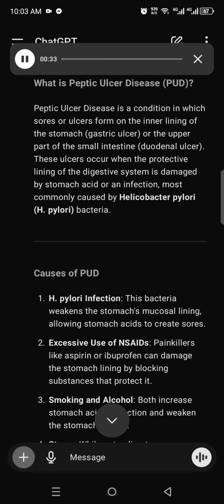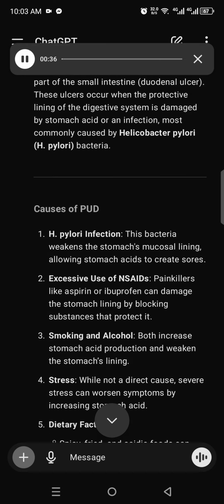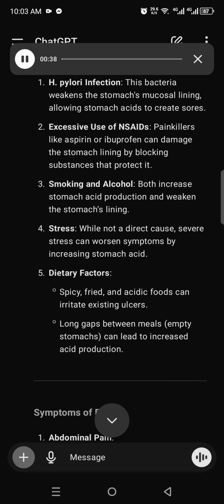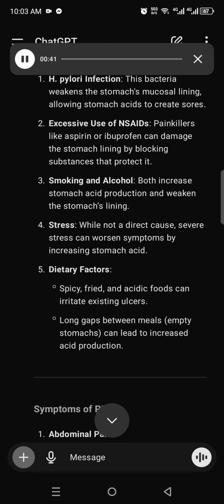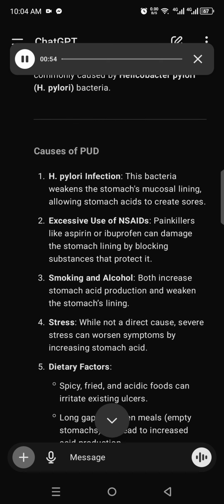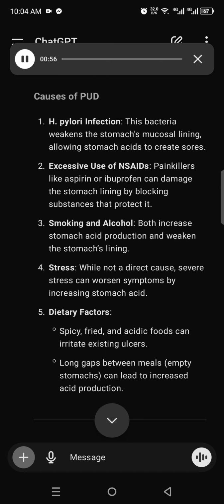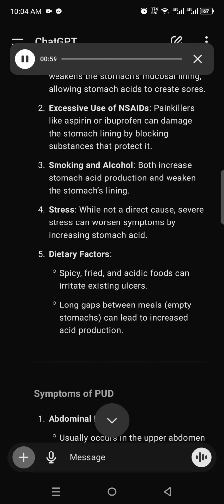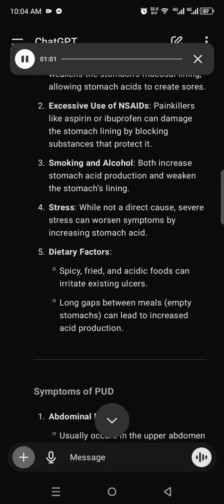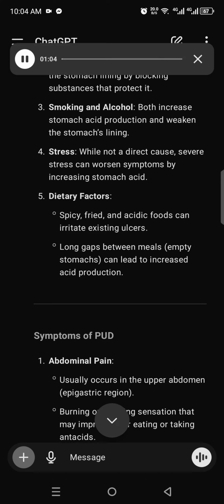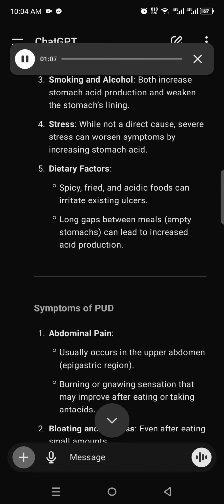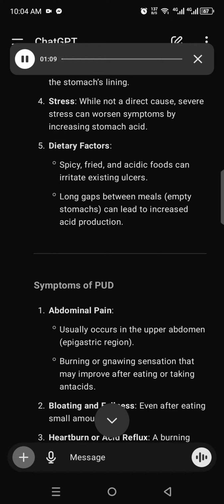Causes of PUD. 1. H. pylori infection. This bacteria weakens the stomach's mucosal lining, allowing stomach acids to create sores. 2. Excessive use of NSAIDs. Painkillers like aspirin or ibuprofen can damage the stomach lining by blocking substances that protect it. 3. Smoking and alcohol. Both increase stomach acid production and weaken the stomach's lining. 4. Stress. While not a direct cause, severe stress can worsen symptoms by increasing stomach acid. 5. Dietary factors. Spicy, fried, and acidic foods can irritate existing ulcers. Long gaps between meals, empty stomachs, can lead to increased acid production.